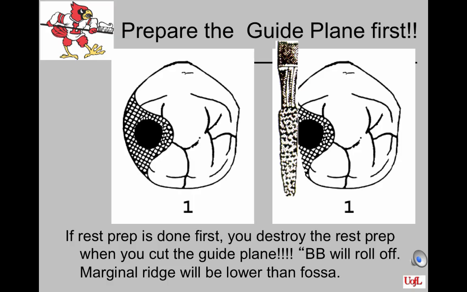Let's say that you've prepared your rest prep first on the left, and you have the marginal ridges a little higher than the fossa, and a nice little BB can sit into that fossa. Well, if you did the rest prep first before you did the guide plane, and you come back through with that tapered diamond, you may eliminate that marginal ridge area, and the BB will roll off. Your rest prep then no longer has a positive seat. It's more like an inclined plane.